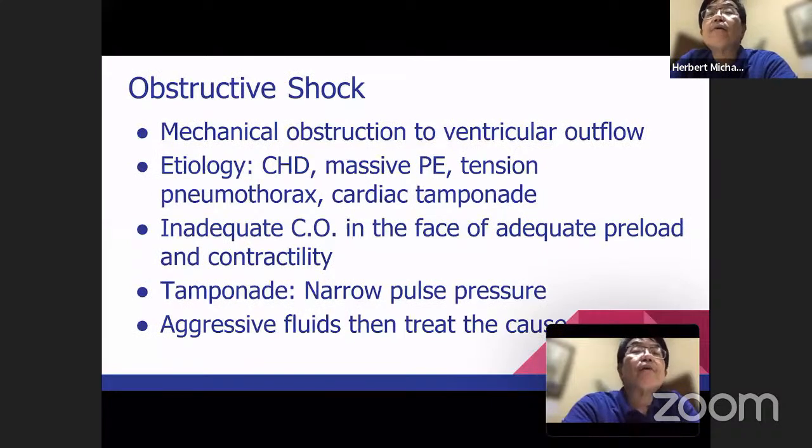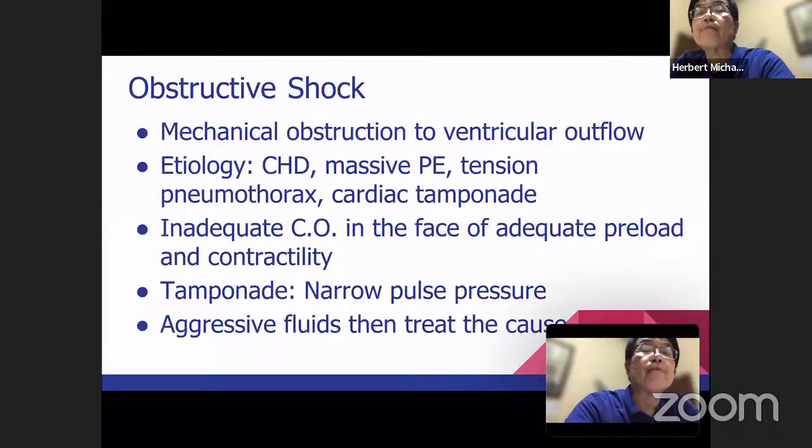Patients with obstructive shock have mechanical obstruction. If there is mechanical obstruction to the ventricular flow, like aortic stenosis, if the patient has congenital heart disease, massive pulmonary embolism, tension pneumothorax, cardiac tamponade, all of these you'd still need to resuscitate, but definitive management would need to be done. Here you have an inadequate cardiac output in the face of an adequate preload and contractility. So the preload is still okay, but because of the obstruction, the treatment still is to increase the preload a bit more so that you're able to have some improvement in the cardiac output.